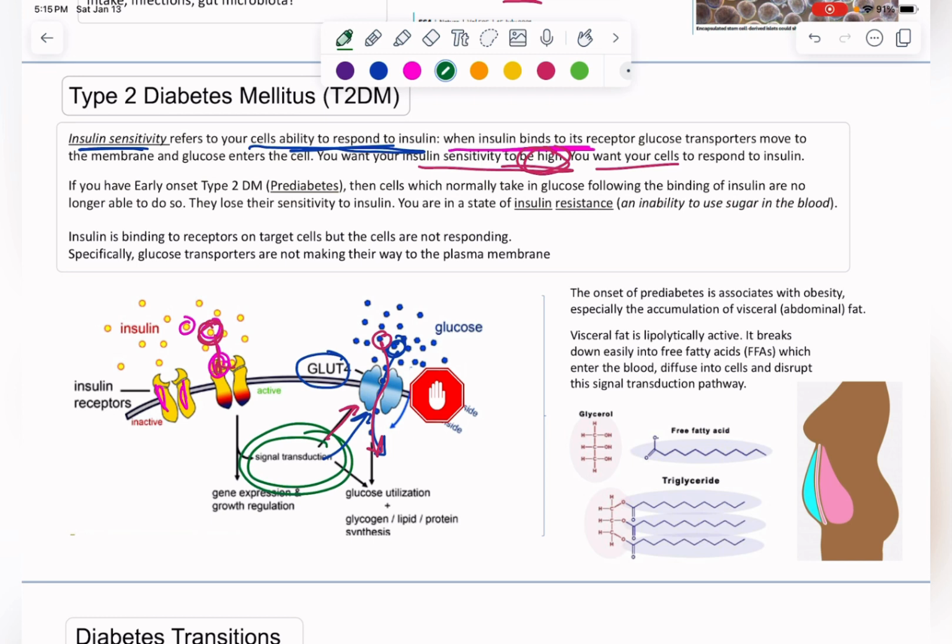If you have early onset type 2 diabetes mellitus, or what we call prediabetes, then cells which normally take in glucose following the binding of insulin are no longer able to do so. They lose their sensitivity to insulin. And when this happens, you're in a state of what we call insulin resistance, a term you'll hear. And that's basically an inability to use sugar in the blood.